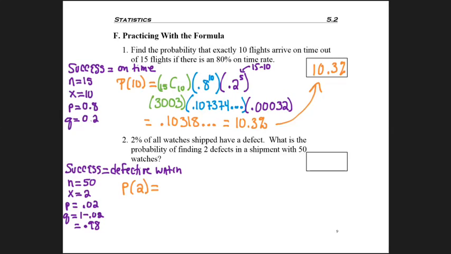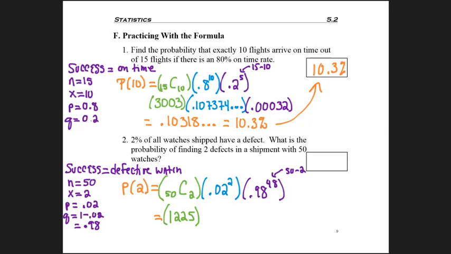So as I plug the parts into the formula, the probability of 2 defective watches is the number of ways it can happen, so my nCr button using 50 and 2. The probability of success to the x power, so 0.02 to the second power, and the probability of failure to the n minus x power, or in this case, 0.98 is the probability of a single failure, and I happen to want 48 of those to be working, which in this case is a failure, because notice 50 minus 2 is 48. Hopefully my 4 doesn't look like a 9.